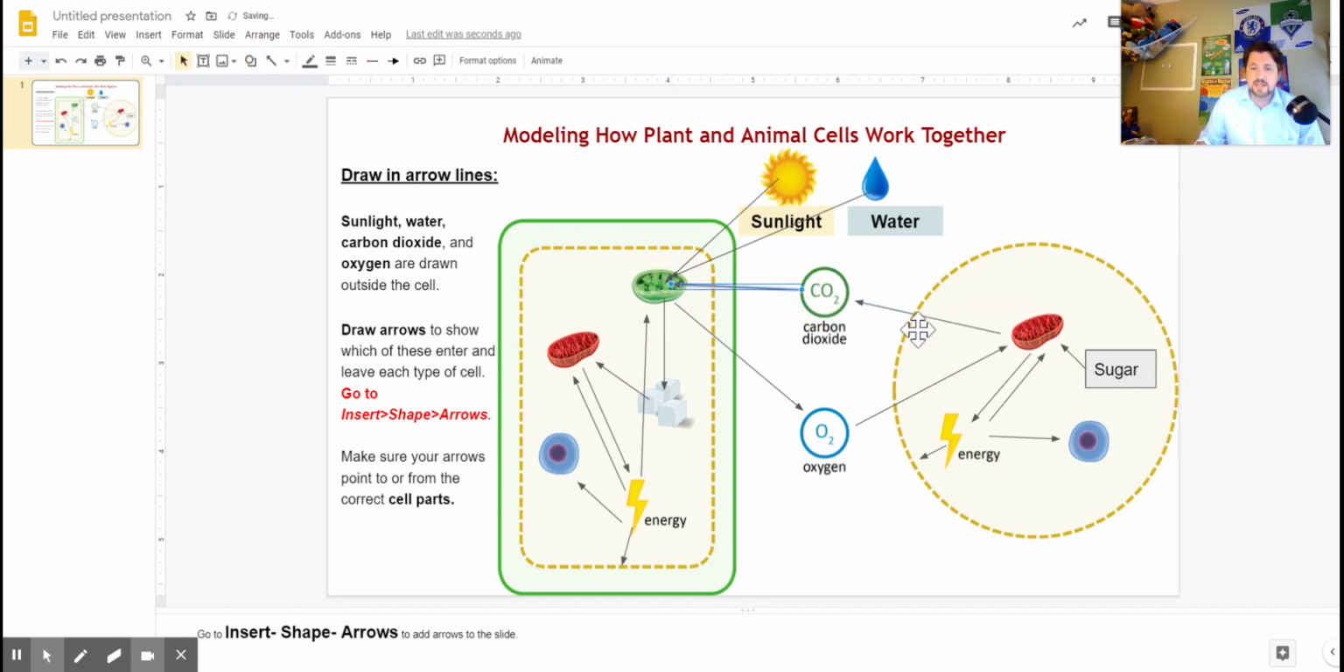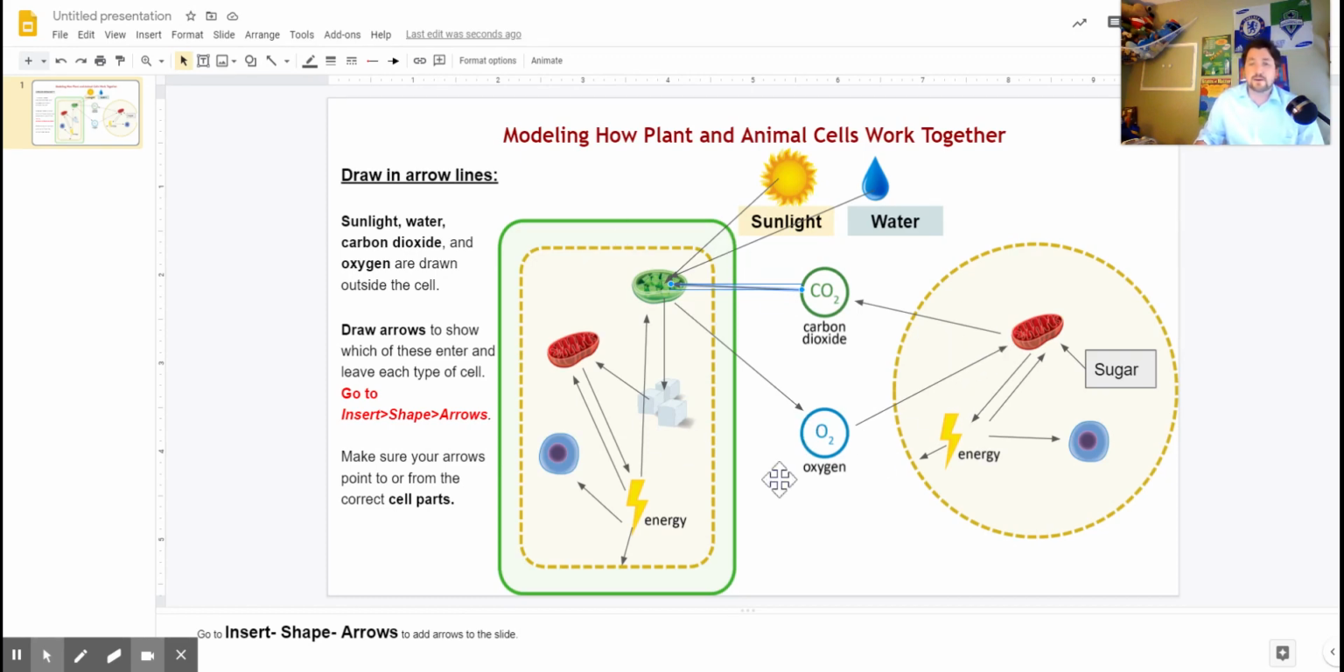And we have this cycle here where we breathe out CO2. Plants breathe in CO2. They then breathe out oxygen. We then breathe in oxygen and then breathe out CO2. Plant cells breathe in CO2. They breathe out O2. We breathe in O2.